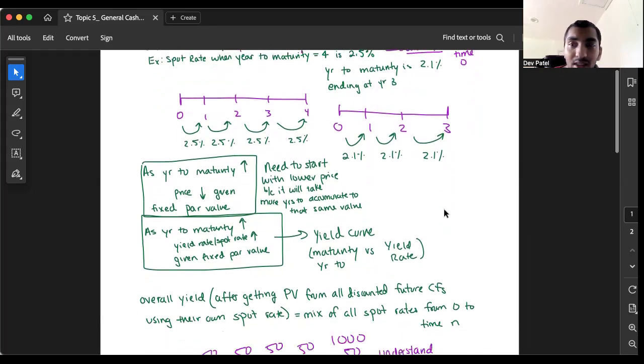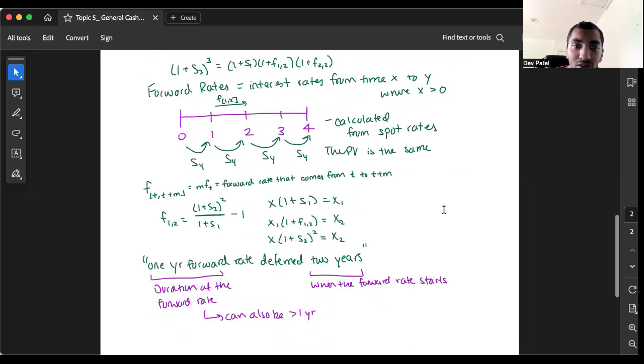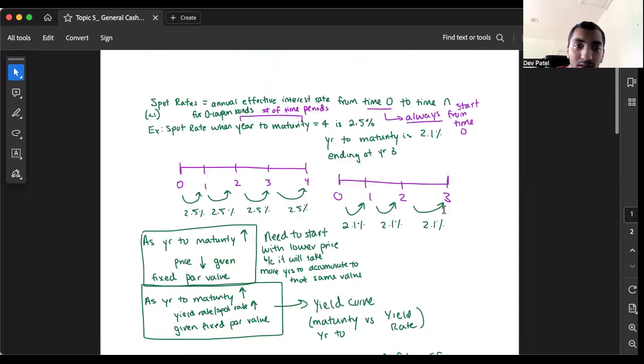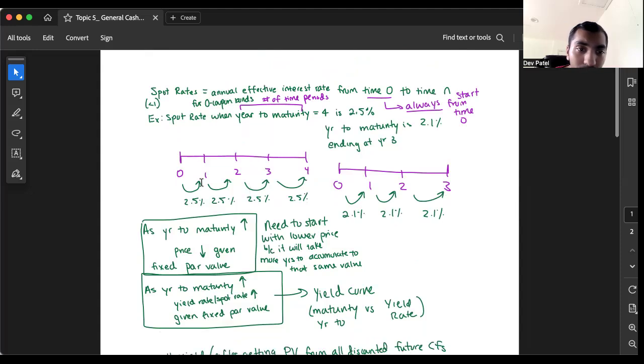Okay, I think that should be pretty much it. Again, this is just an overview of one concept in topic 5, which is general cash flows. So time 0 to time 1 to time 2 to time 3 to time 4, the same spot rate would be applied if we were referring to year to maturity equals 4. If it's 3, the same thing would be applied if we're referring to year to maturity equals 3.